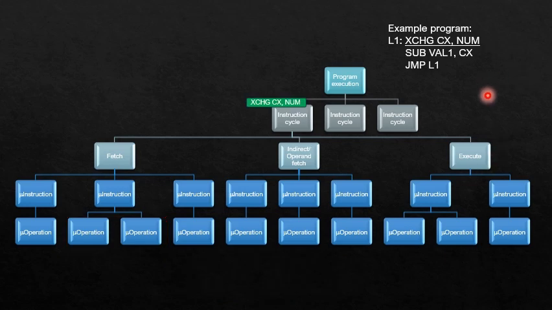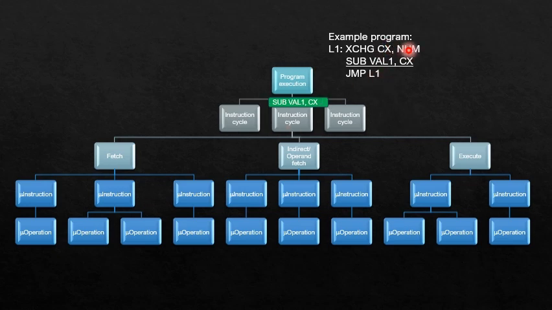Let me use this diagram again with the example program. If you have 3 lines in this program, an exchange instruction followed by a sub instruction followed by a jump, then when we execute these 3 instructions using a CPU, the CPU runs the execution through 3 instruction cycles, one for each instruction. For instance, the first instruction cycle is run for the exchange, the first line, and so on. Under the instruction cycle, there are subcycles. Under the subcycles, there are micro instructions, and under each micro instruction, there are micro operations, as explained just now.